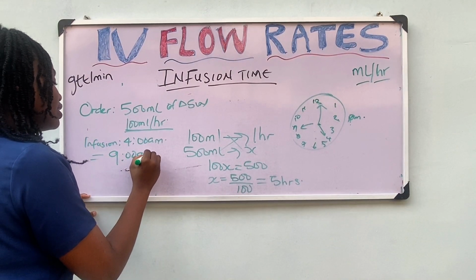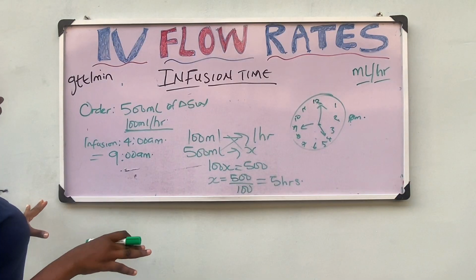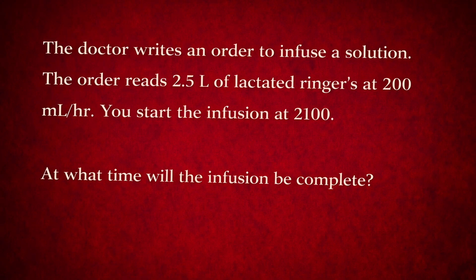So our answer is that the infusion will be complete at 9 a.m. Let's take our last question under infusion time. This question says that the doctor writes an order to infuse a solution, and the order reads: infuse 2.5 liters of lactated Ringer's at 200 milliliters per hour, and you start the infusion at 2100 military time. At what time will the infusion be complete?